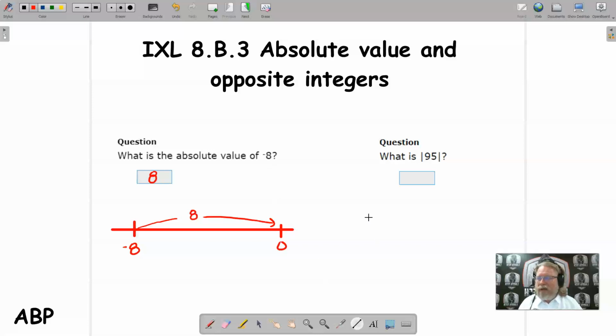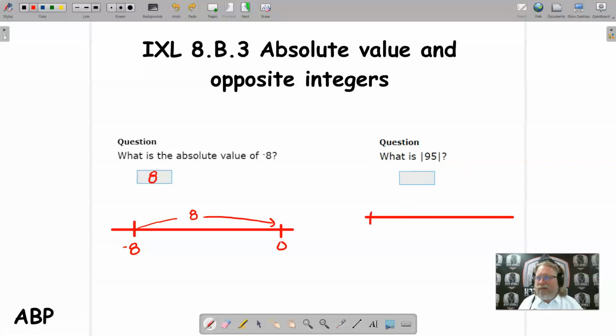So on the next one, this time it's the absolute value of 95. Remember, the symbol here is absolute value, and it's all about distance. What is it from here to here, if you want to look at it that way? What's the distance between the two lines? So we know we're talking about distance, and in this case, we know that it's absolute value by this symbol.